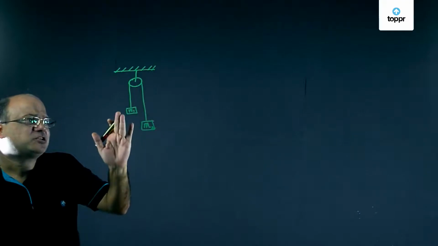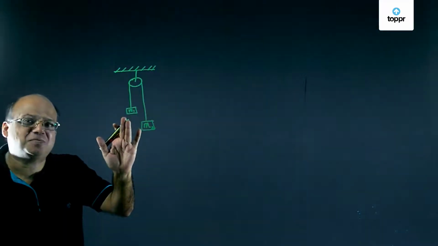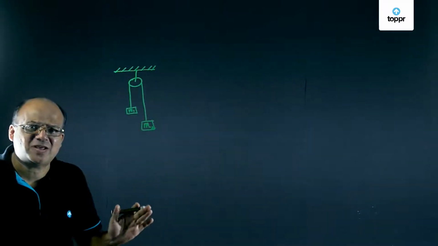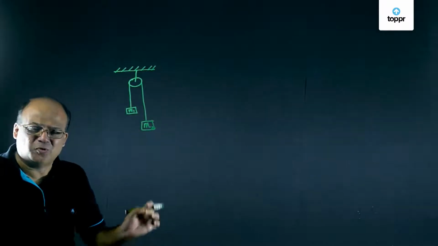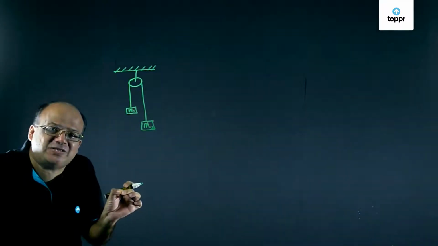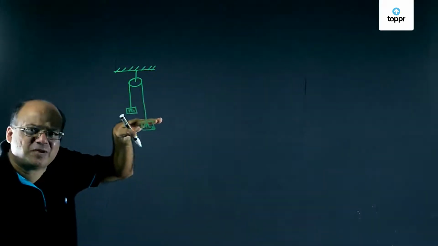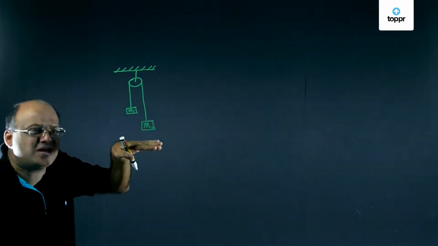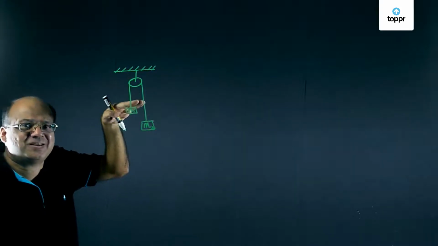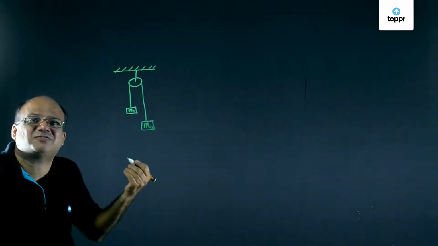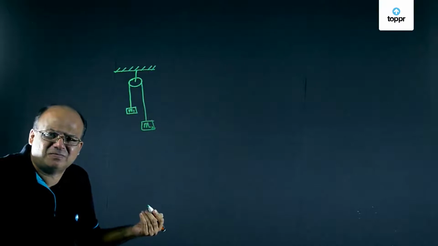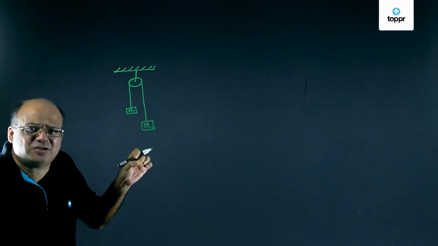So now we want to establish the relationship between the acceleration of M1 and M2. We know that the accelerations are equal in magnitude and opposite in direction. That is very obvious because if M2 comes down by 1 centimeter, M1 will go up by 1 centimeter in that same time because the length of the string remains constant. So how do you get the equation?